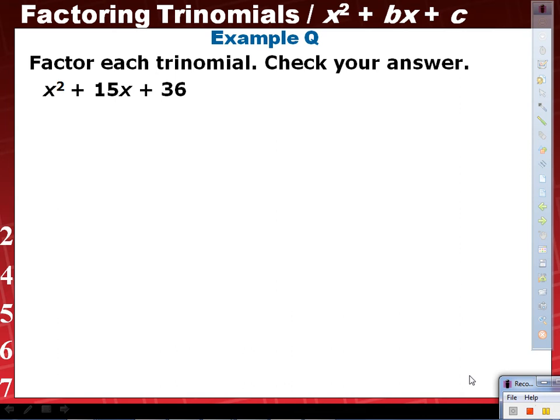Once again, example Q says, factor each trinomial, check your answer, x squared plus 15x plus 36. Alright, so this method, I call it the Power Rangers. It's still factoring by grouping, but there's a step. Remember Power Rangers, right before they used to go battle, they used to do this, right? So I'm going to draw an X to get started, and then from there we're going to go into factor by grouping. So, pencils down, look up to the screen. Here we go.